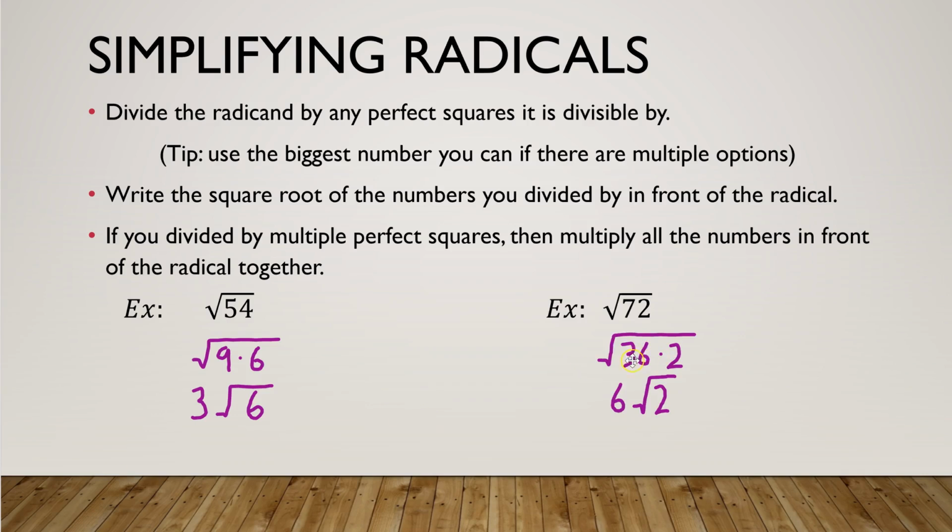So I found my perfect square that 72 was divisible by, and then I just took the square root of that 36 part to make it 6 times the square root of the other number that's still inside the radical.